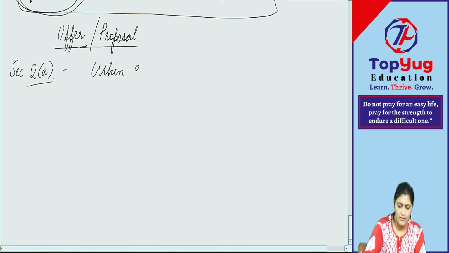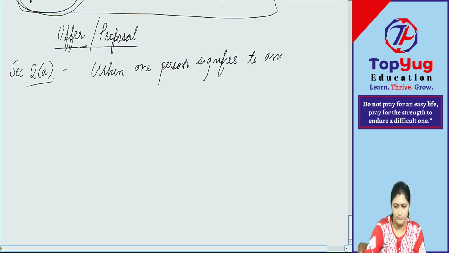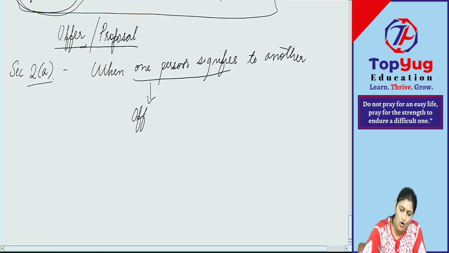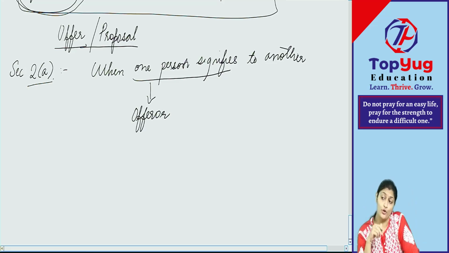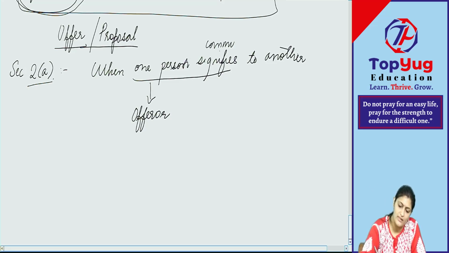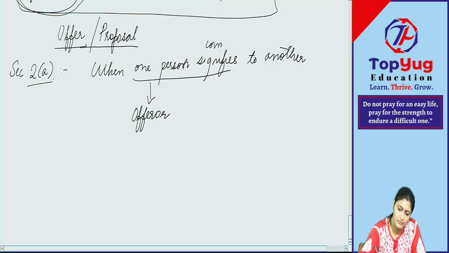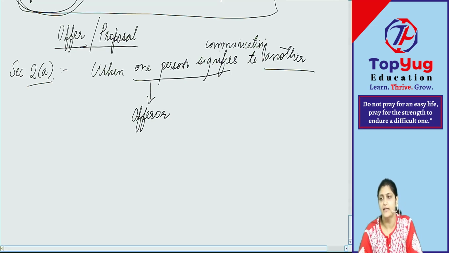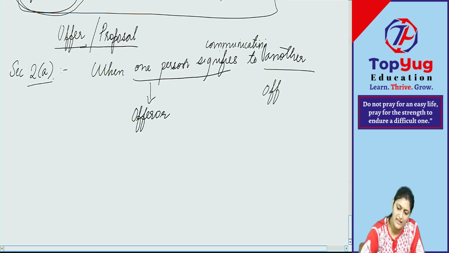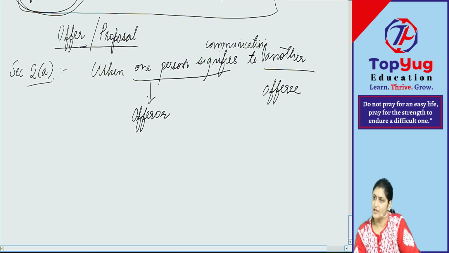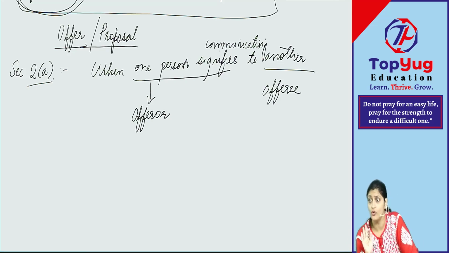Now here, when one person signifies to another, how many parties are there? Two parties. One person who is signifying is known as the offerer. This person is known as what? Offerer. To another, when you are signifying, you are communicating to this other person. This is the acceptor, or see, generally what happens when an offer is made, it is better that before saying acceptor, we say he is the offeree. Why? Because did he accept till now? No. There is a proposal, there is an offerer, but he did not become the acceptor till now. He is just an offeree.